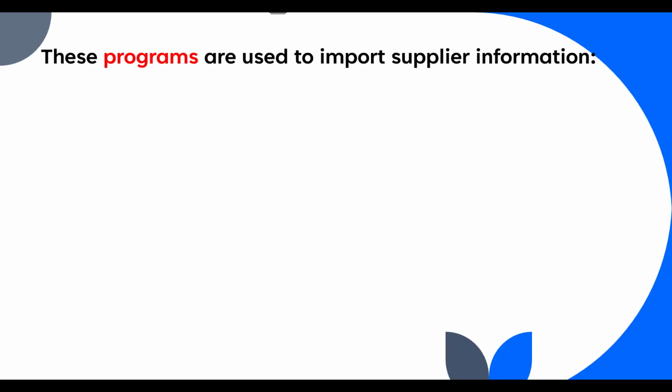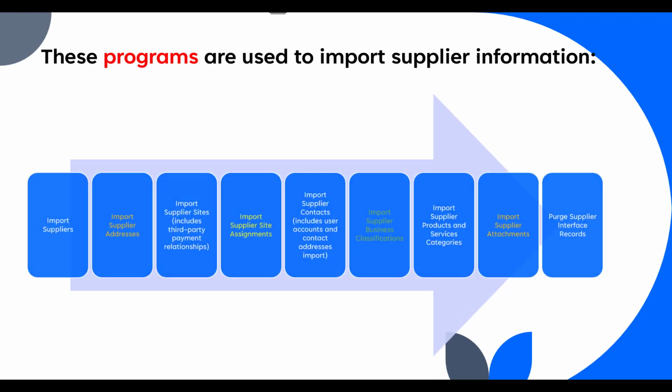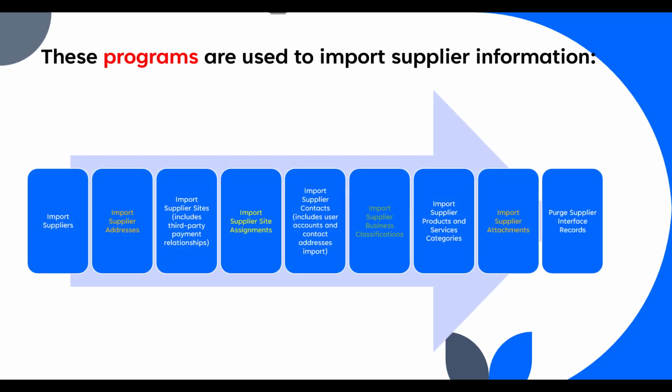These programs are used to import supplier information in Oracle Cloud: import supplier, supplier address, supplier site, site assignment, contacts, business classification, product, supplier attachments, and purge supplier interface records. This template is a very useful tool to import suppliers either from the current system to Fusion, or from an Excel sheet to Fusion, or for upgrading from an old system to a new system.